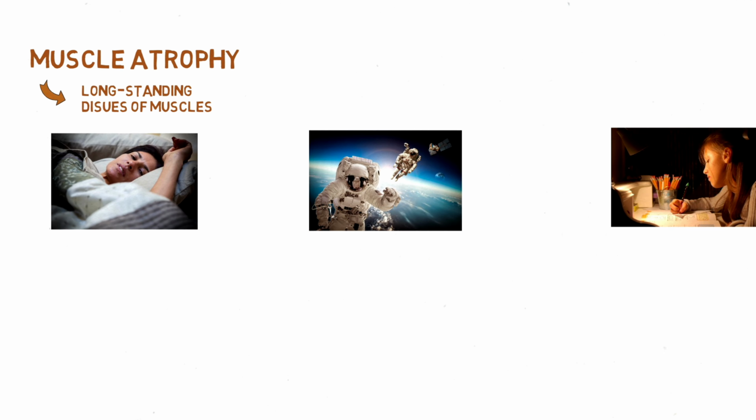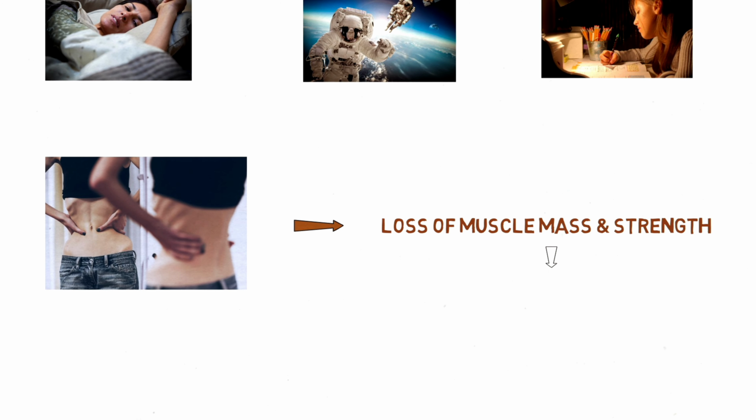One example is muscle atrophy. Anytime there's a long-standing disuse of muscle, like extended bed rest, zero gravity, or a particularly long study session, there can be loss of muscle mass and strength. The good news is that this type of muscle atrophy is reversible with exercise.